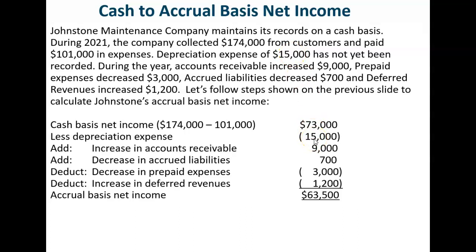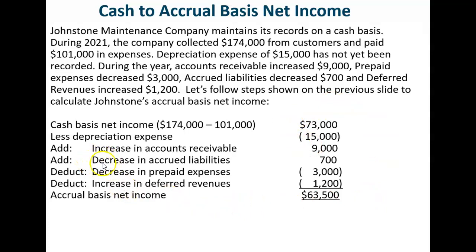Now we need to add some numbers and deduct some numbers. We need to add increases in our current assets. Accounts receivable is a current asset, and its balance increased by $9,000, so we need to add that to the cash basis net income in arriving at accrual basis net income.